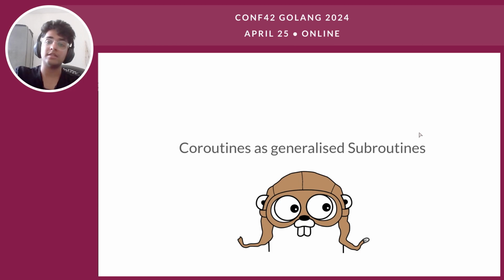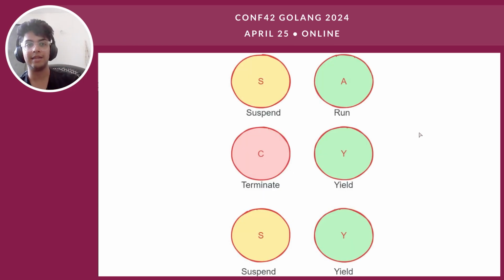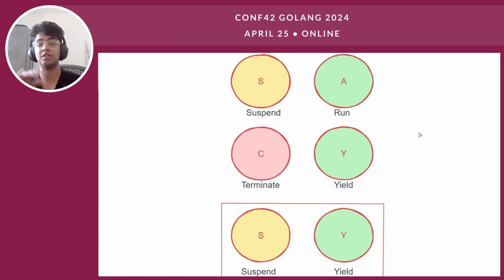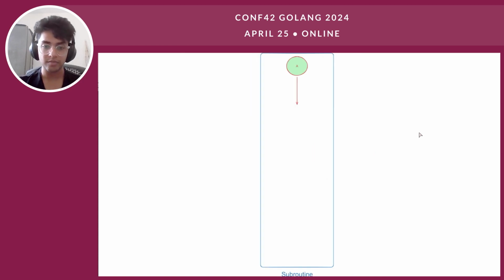Now, coroutines as generalized subroutines, can we define them as generalized subroutines? What I mean by that is a coroutine can do everything a subroutine can, which means it can suspend itself and run another function, terminate itself and yield back control to its invoker, or do this magic special thing at the end, which is suspend itself and yield back control to its invoker. So it just passes the control back to its invoker, pausing itself essentially. So how could that look?